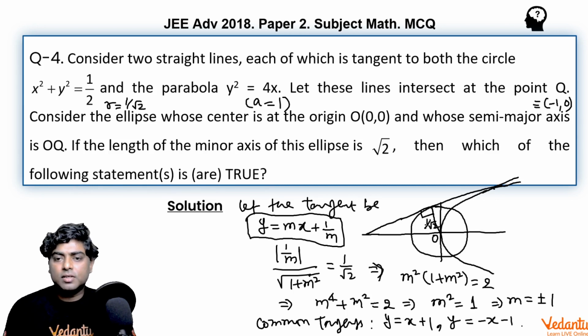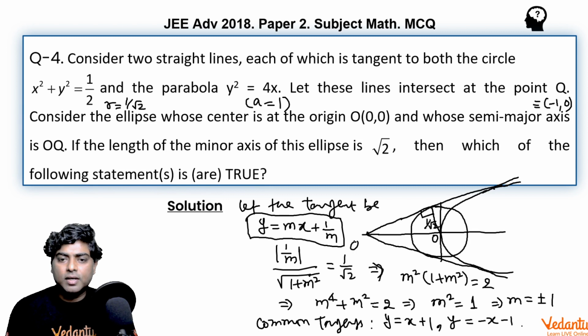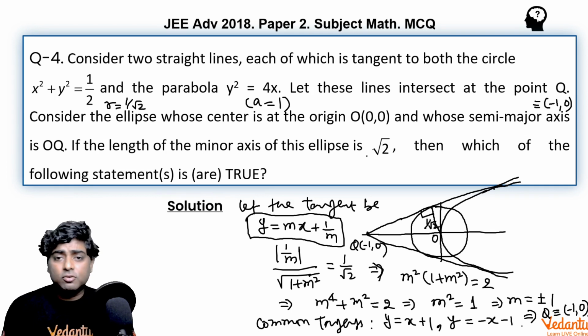If we draw it further, somewhat like this. So this is point Q and this should be -1 comma 0. Obviously it means point Q is -1 comma 0, right? Now proceeding with the question further.